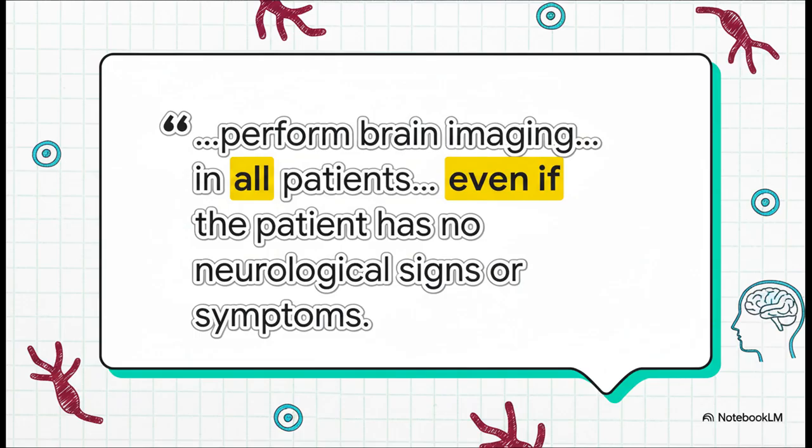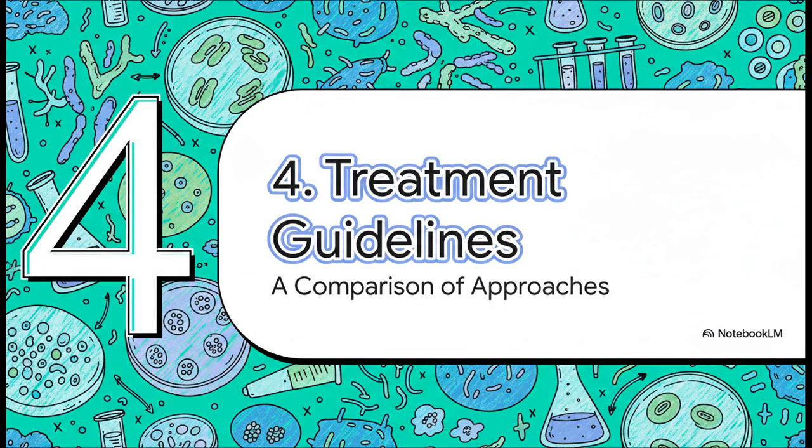You must get brain imaging for any patient diagnosed with pulmonary or disseminated nocardiosis, full stop. It doesn't matter if they feel perfectly fine with zero neurological symptoms. Finding a hidden or occult brain abscess happens all the time, and discovering it completely changes the treatment plan. It means you need different drugs that can get into the brain, and you're looking at a much, much longer course of therapy. So that brings us to treatment.